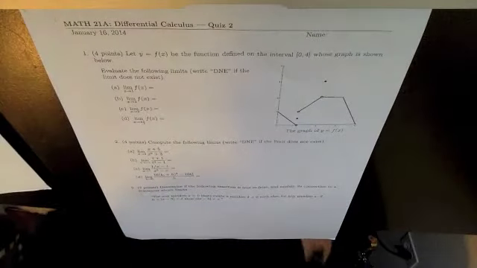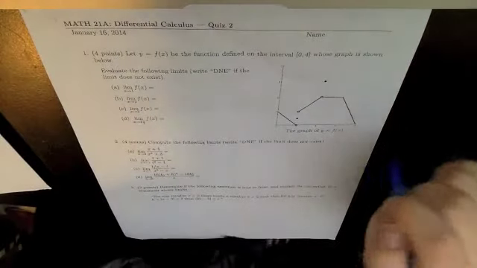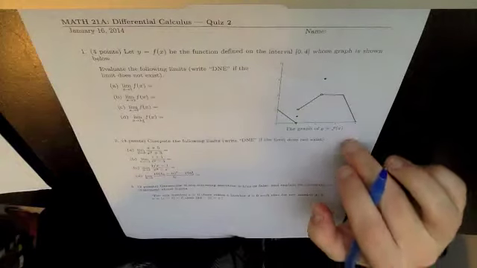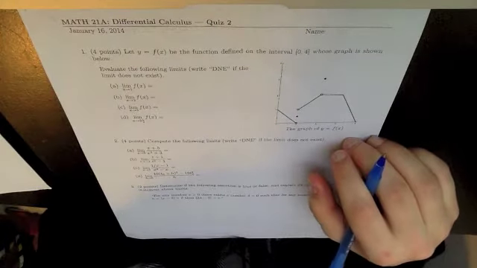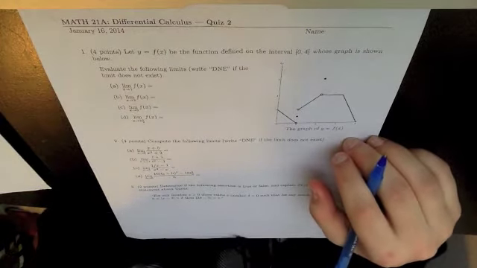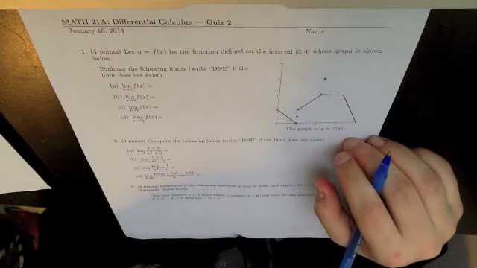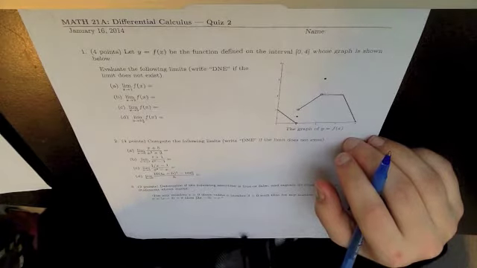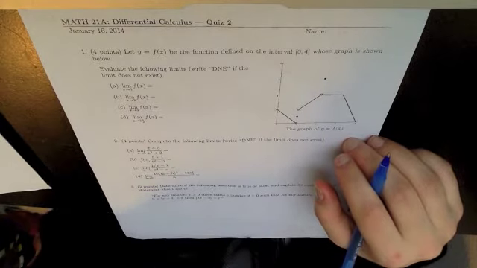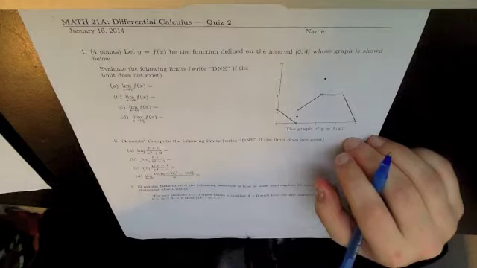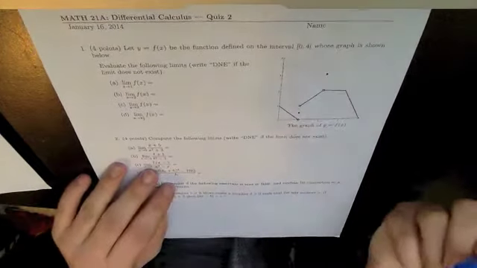Okay, this is quiz 2. The first question reads, let y equals f of x be the function defined on the interval from 0 to 4, whose graph is shown below. Evaluate the following limits. Write DNE if the limit does not exist. Part A says that the limit as x approaches 1 of the function and asks us to evaluate that.